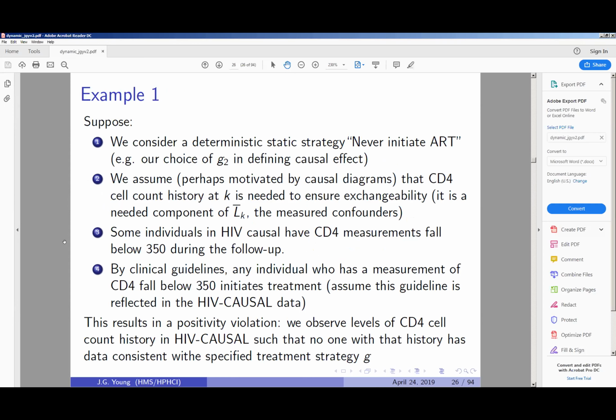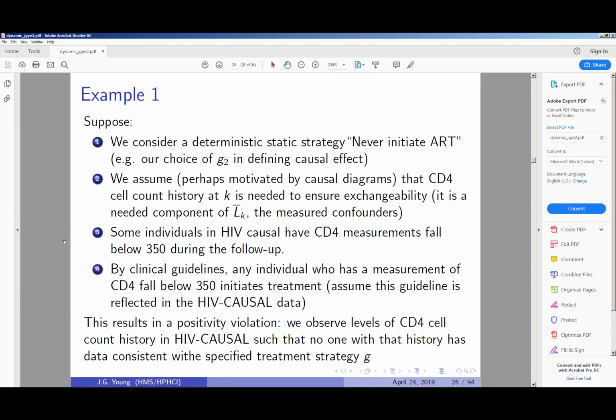So we'll consider the first example of a positivity violation. Suppose we consider a deterministic static strategy, again, never initiate ART. This might be one of our choices of g1 or g2 in defining our causal effect. Assume, perhaps motivated by causal diagrams, that CD4 cell count history is part of L bar K, because it's needed to ensure exchangeability. And also assume that in the real world, in the study population from which the HIV-CAUSAL data is a random sample, it's possible to see individuals who have CD4 measurements fall below 350 during the follow-up.